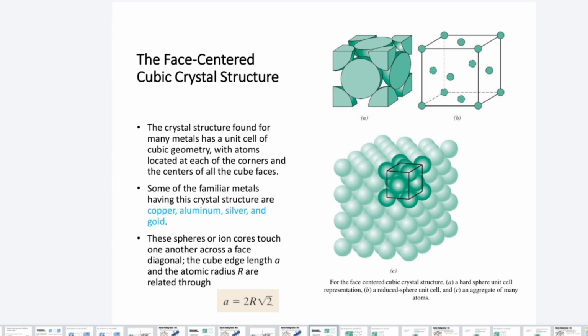Okay, very good. Now we have the face centered cube, the FCC, right? So the crystal structure found for many metals has a unit cell of cubic geometry with atoms located at each of the corners and the center of all the cubic faces. So we have the atoms in the corners, and on each face we also have atoms. Some of the familiar metals having this crystal structure are copper, aluminum, silver, and gold. All of them have what type of structure? The FCC. And in that hard sphere model, the relation between A and R is this one, and we will prove this in the atomic packing factor.